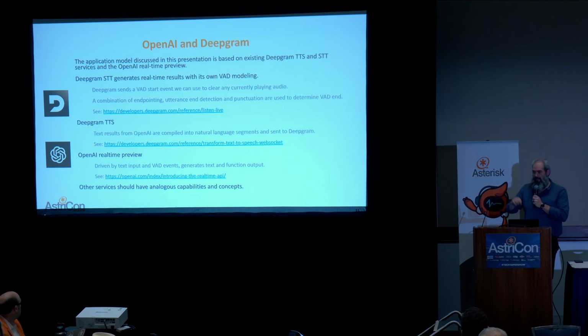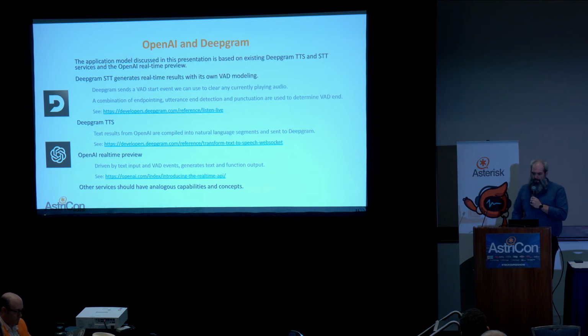And then, for VAD start, we get an explicit event. For VAD end, knowing when the person is done talking, DeepGram has this concept of endpointing and utterance end detection. You can combine those different logics. Also look at punctuation: is this the end of a sentence, or is there a pause mid-sentence? You can use those things together to determine when the person stops talking. So there's an explicit event for start talking. Stop talking is a little bit more implicit, and you have to look at the results to actually determine that.